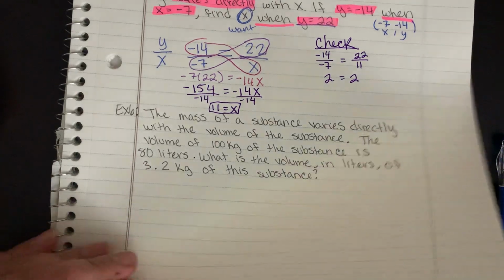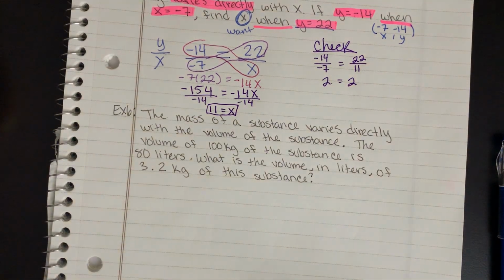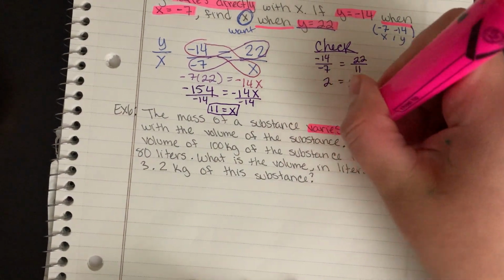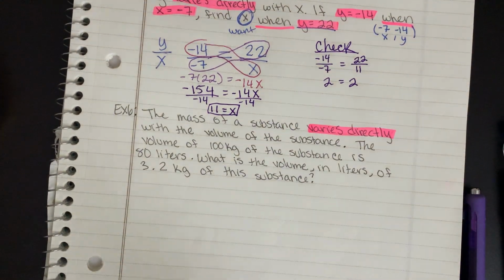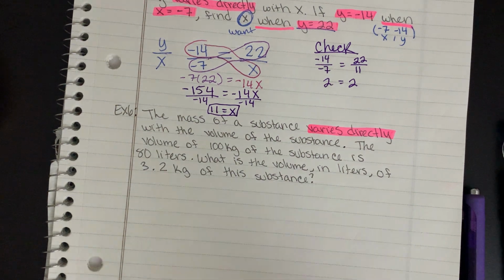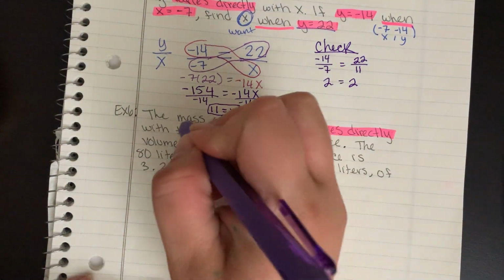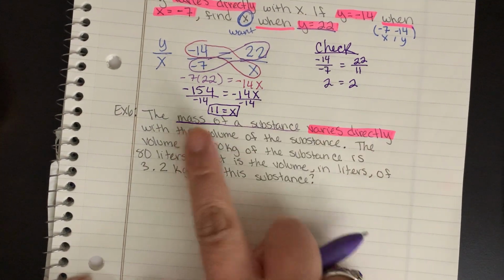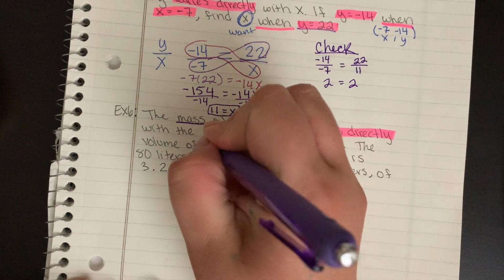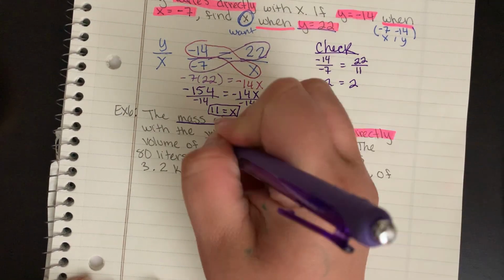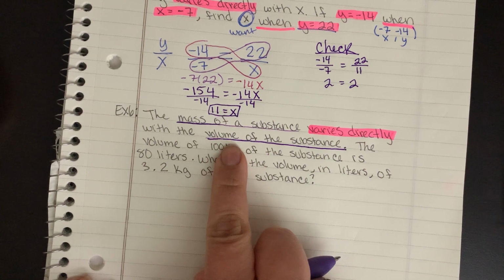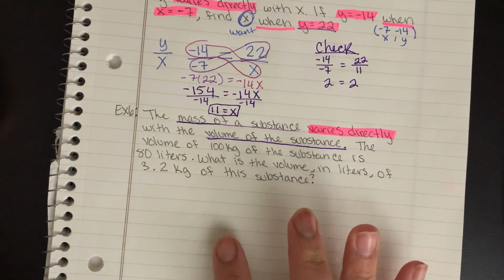Last example, right? The mass of a substance varies directly. Oh my God, there's those beautiful words again. Magic, it's magic. With the volume of the substance. Okay, so hold on, let's read that again. The mass of a substance varies directly with the volume of a substance. So we're directly comparing mass and volume.